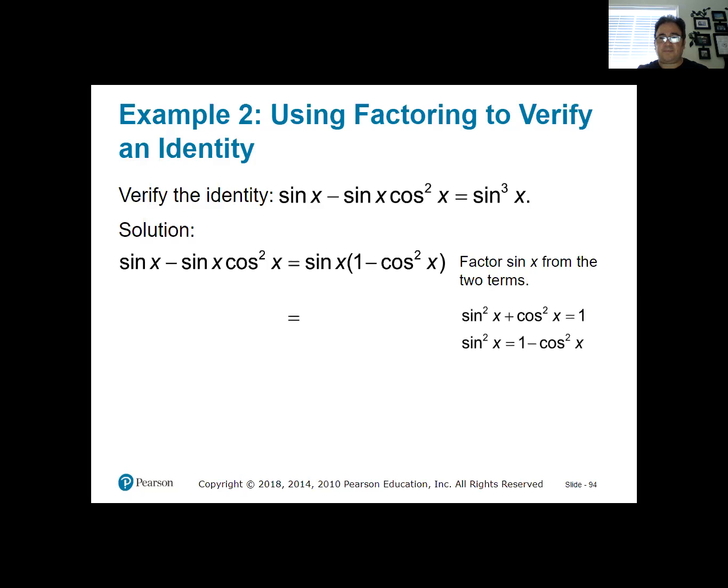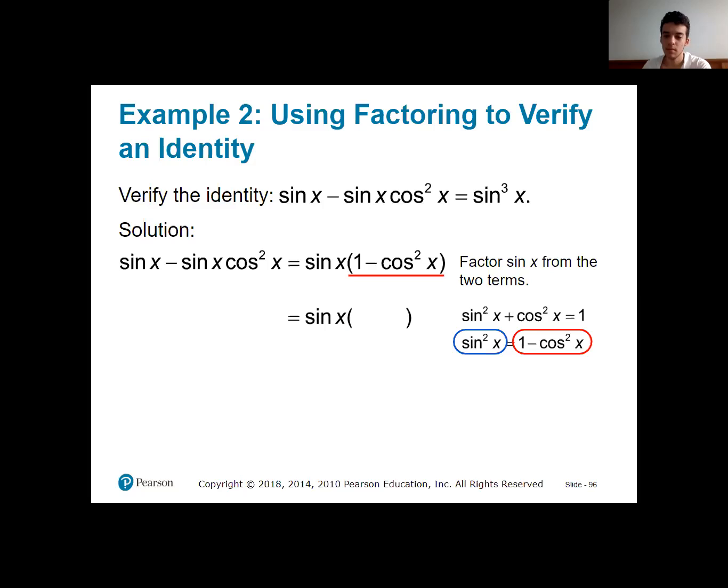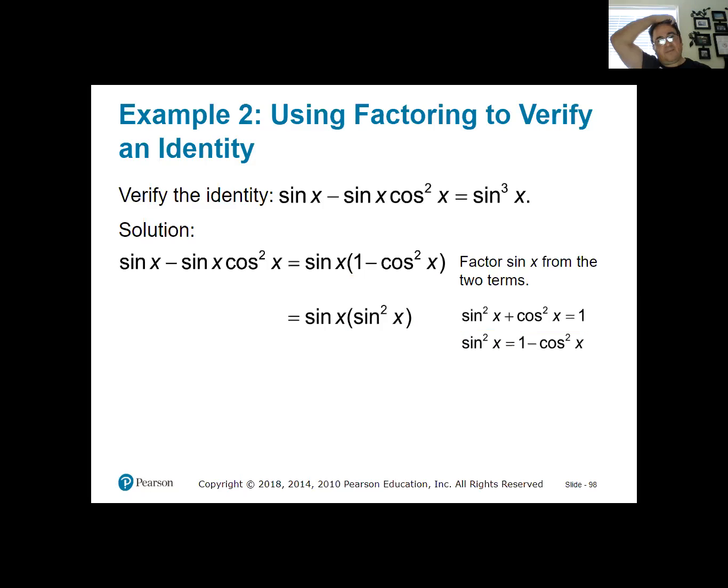Got it? So what does that mean? That means that I can replace that 1 minus cosine squared of x with sine squared of x. So I'm going to take that sine squared of x and replace it. Got the idea? Now I'm liking it. Now it's looking a lot better, right? All I need to do is multiply that.